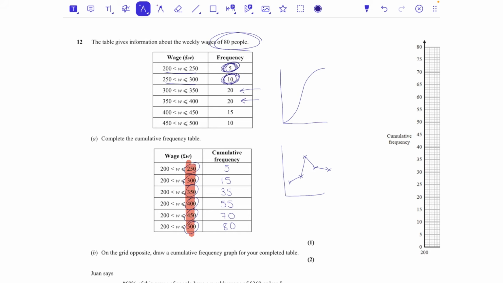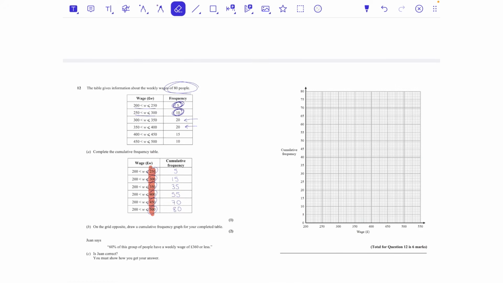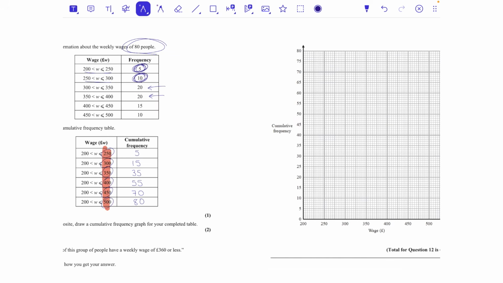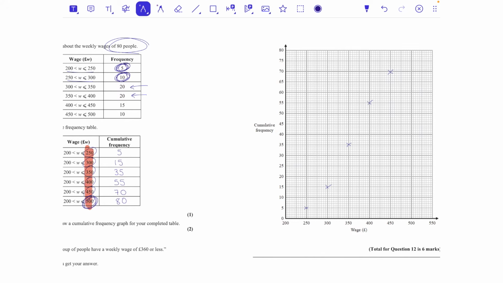A histogram, that's the one with bars, and that's grade 7, 8, 9 kind of thing. So here we go. Right, let's plot those values. So I'll do it the best I can. Zoomed out, let's zoom in a little bit, across to 250 and up to 5, so that first value is going there, across to 300 and up to 15, across to 350 and up to 35, across to 400 and up to 55, across to 450 and up to 70, and across to 500, that top value, and up to 80, so that's going to go there we go.